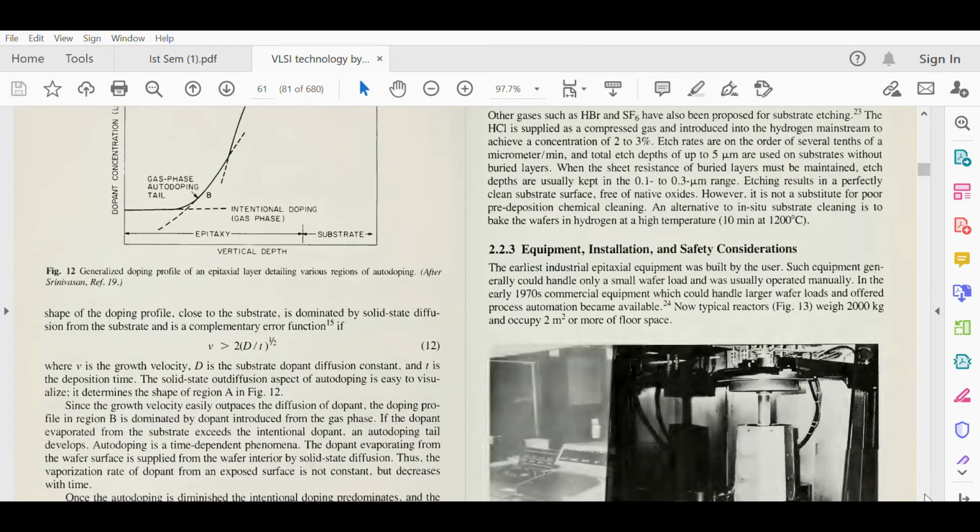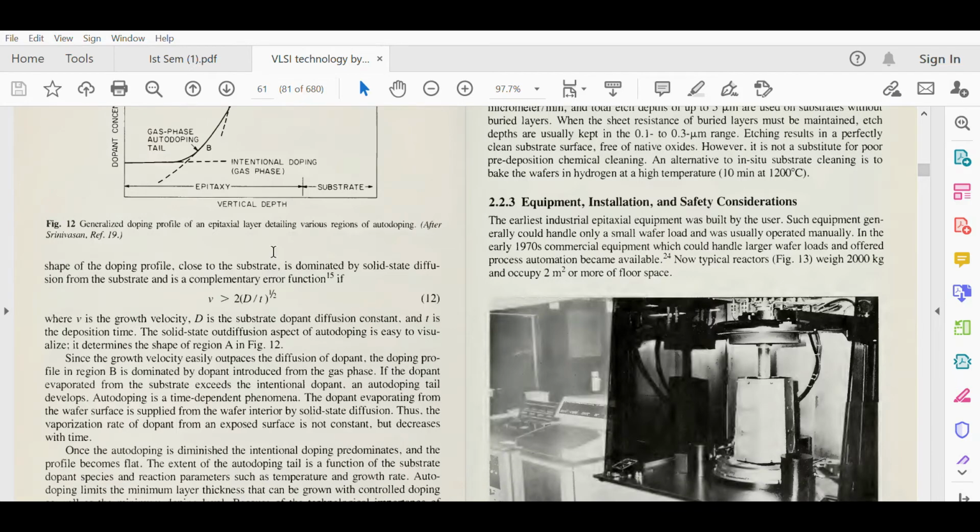So this is the shape of the doping profile close to the substrate, which is dominated by solid state diffusion from the substrate. It is the complementary error function, if we present it like this, where V is the growth velocity, D is the substrate dopant diffusion constant, and T is the deposition time. So how the velocity is related to the diffusion time and the dopant diffusion constant, this equation gives that formula. Okay, so time is inversely proportional to velocity.